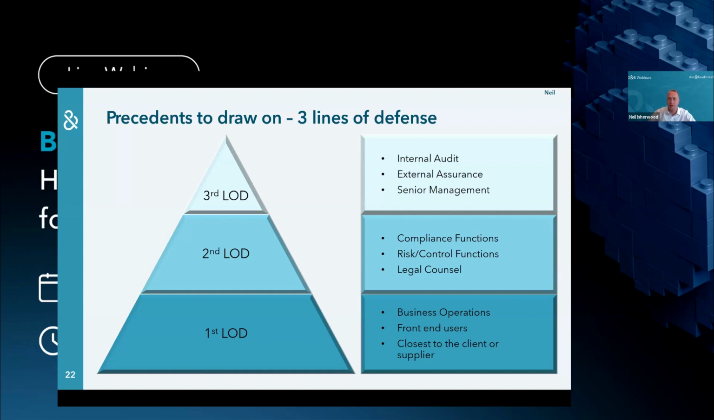And then right at the top, the third line, this is usually either internal audit teams, or in some instances, you might use a consultancy to come in and run an assurance project to look at your program.